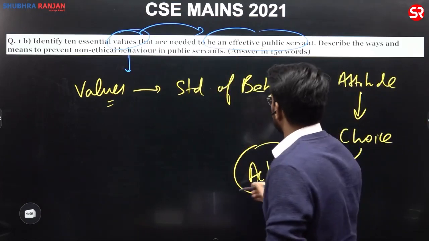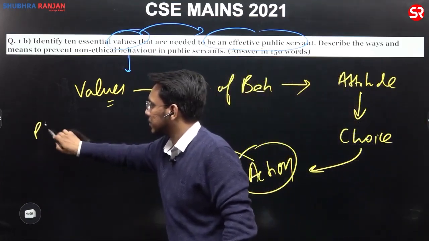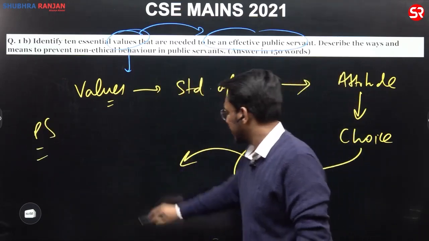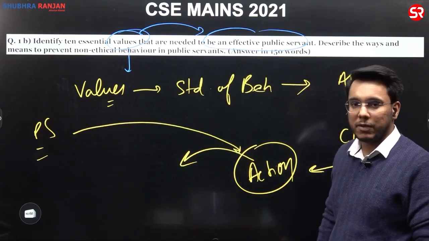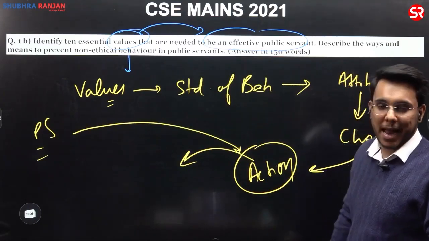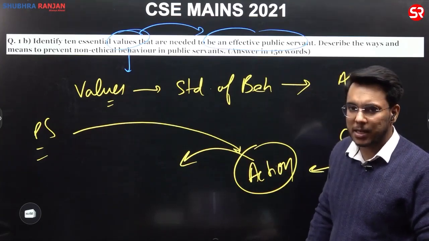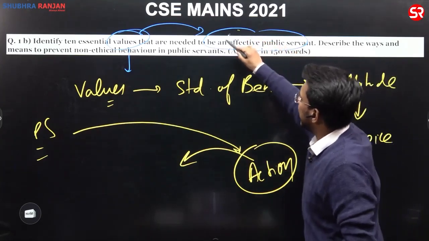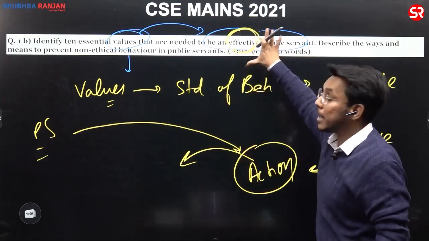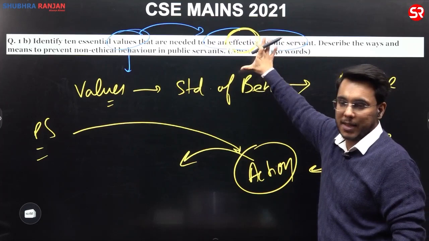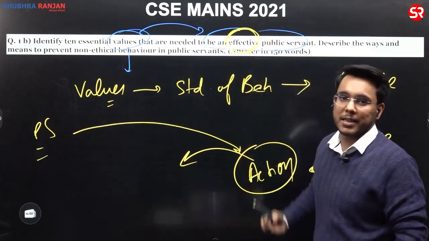Now see this particular thing. Okay. So when a public servant is there, clear, we will be judging the public servant's action, the public servant's behavior. Now, as the public servant is doing certain action, certain behavior, how do we tell whether that action is effective or not? If the action is effective, we can say that the public servant is effective. If his behavior is effective, we can say that the public servant is effective.